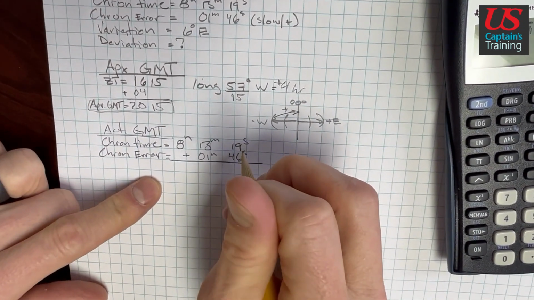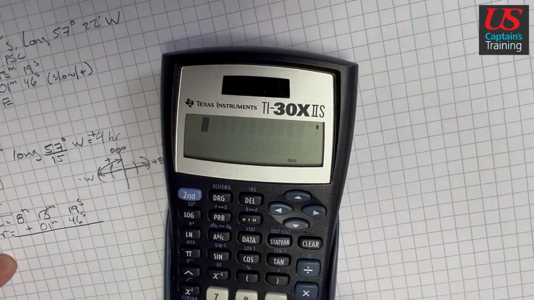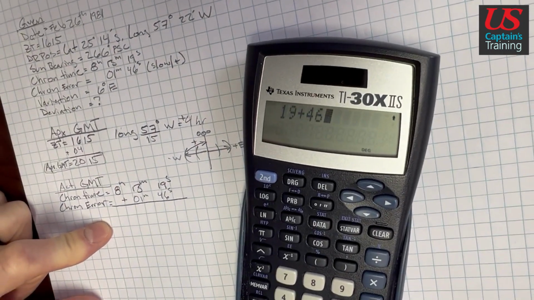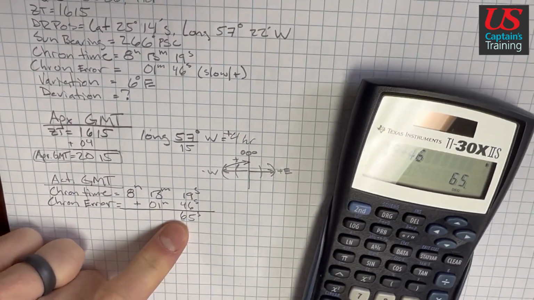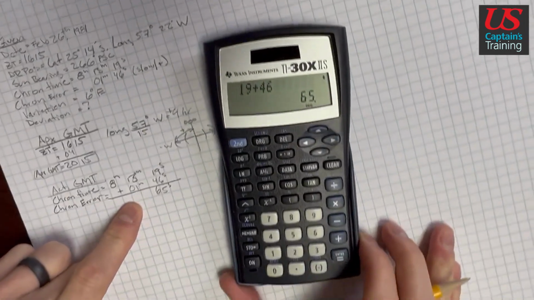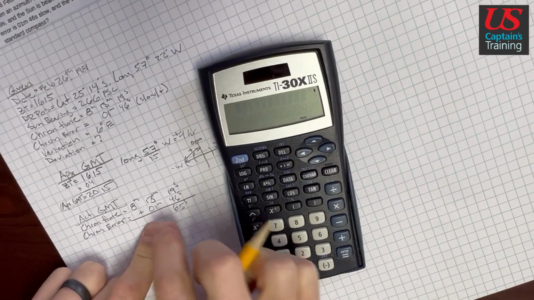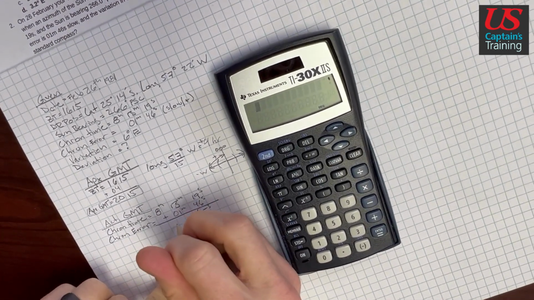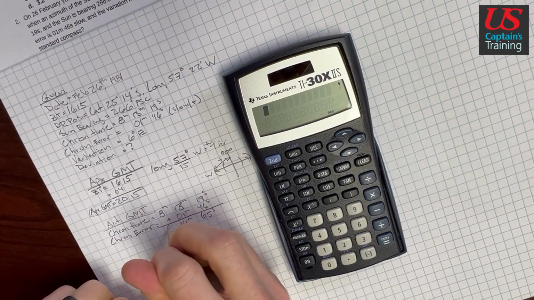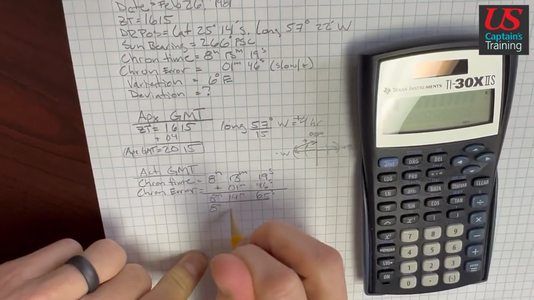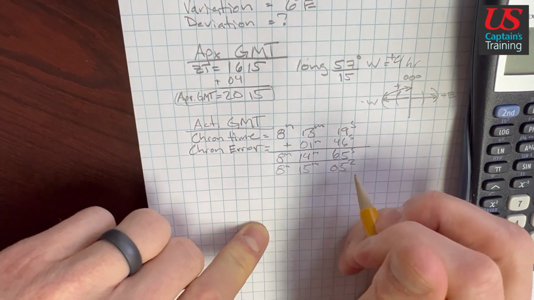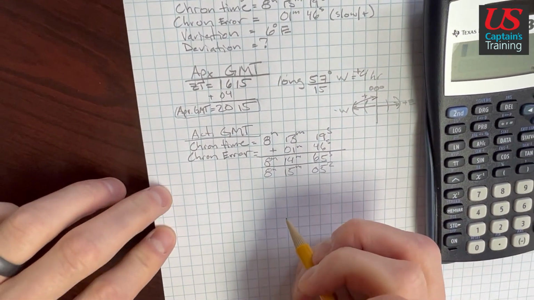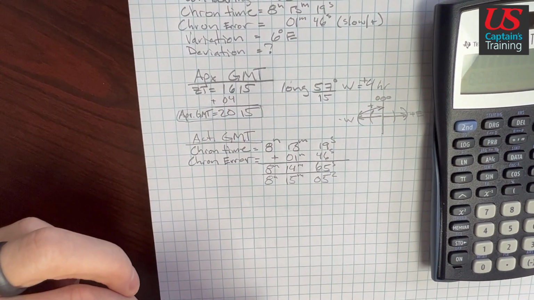Let's add all this up. 19 and 46 is 65. You notice there's 60 seconds in a minute, so we're going to end up throwing one over here, but let's just keep going. 14 minutes, 8 hours. So accounting for these, this would be 8 hours, 15 minutes, and 5 seconds. And this is our GMT.